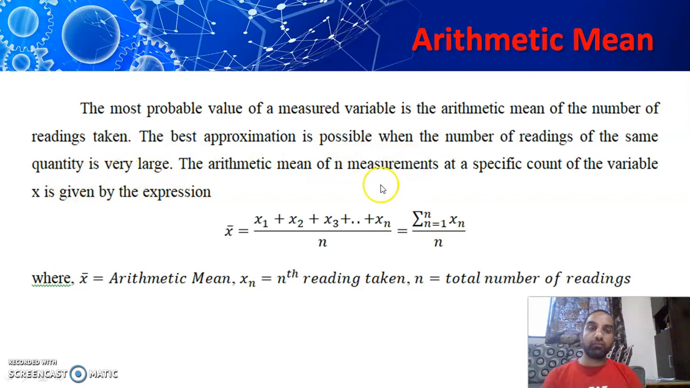So if there are n number of measurements, then the average value of all the readings, x bar, is equal to the addition of all the readings divided by the total number of readings. So we can write x1 plus x2 plus x3 up to xn divided by n, that is, summation of xn divided by n. The arithmetic mean is denoted by x bar, xn is the nth reading and n is the total number of readings.